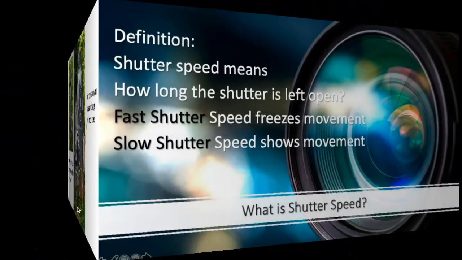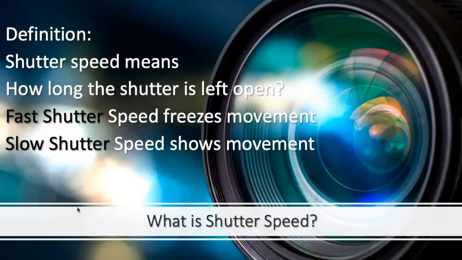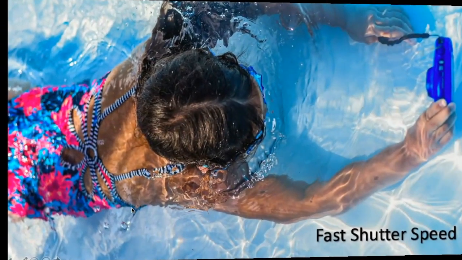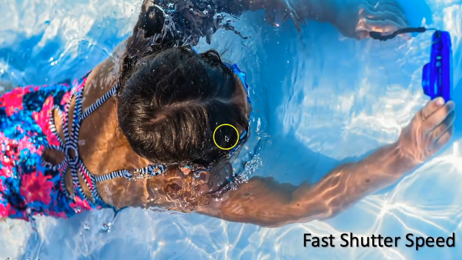So the definition: shutter speed means how long the shutter is left open. A fast shutter speed freezes movement, and a slow shutter speed shows movement. So here in this image I've taken, this is a fast shutter speed. You can see that it's shown the detail and the sharp movement of the water around my daughter's face, and it's captured the movement of the light as well.